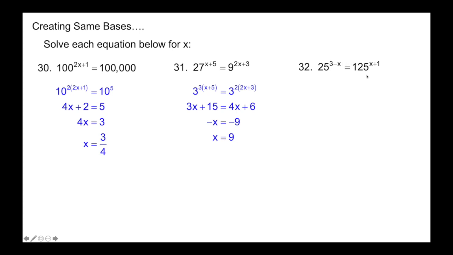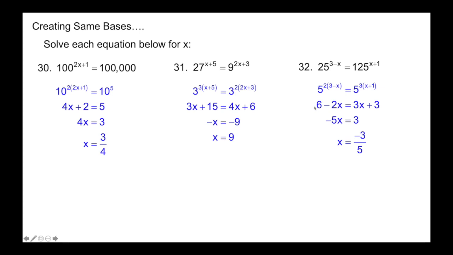I can't use 25 as my base for both. 25 squared would be 625, so that would be too big. So instead, I want to think of something else that's going to work. 2 doesn't work, 3 doesn't work, 4 doesn't work, but 5 would work. So 25 is the same thing as 5 squared. That's going to make that side become 5 squared times 3 minus x. Over here, 125 is the same thing as 5 to the 3rd, and that's being multiplied by x plus 1.